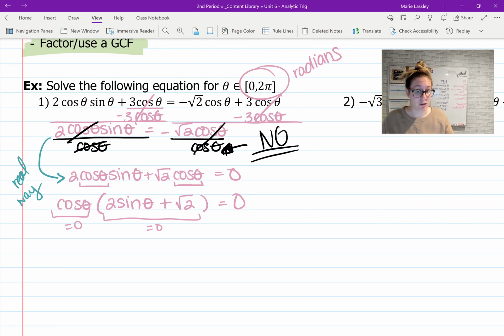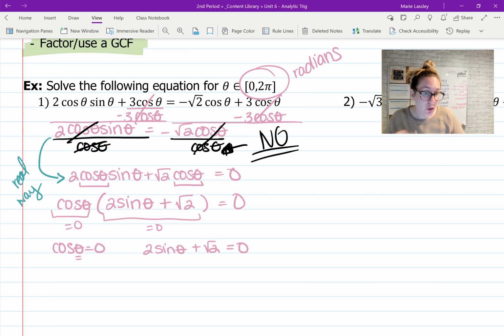Now that we do have 0, we are going to set each piece equal to 0, and we're going to solve for theta. So we have cosine theta equals 0, and we have 2 sine theta plus square root of 2 equaling 0. We'll start with the cosine theta because it's a little bit easier. All we need to do is get theta by itself. In order to do that, we need to move the cosine.